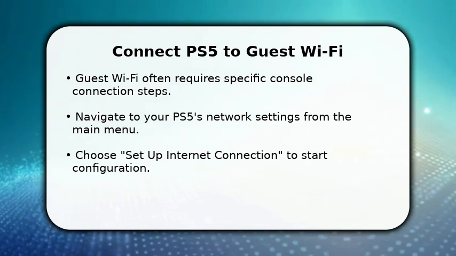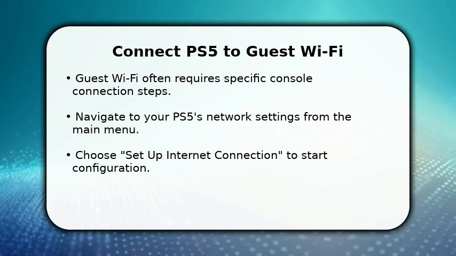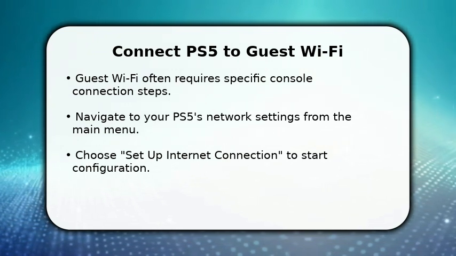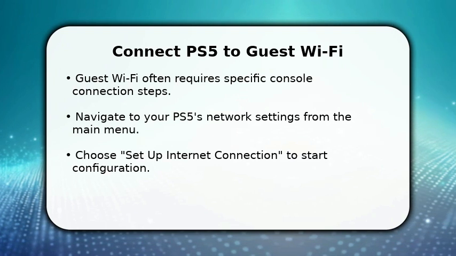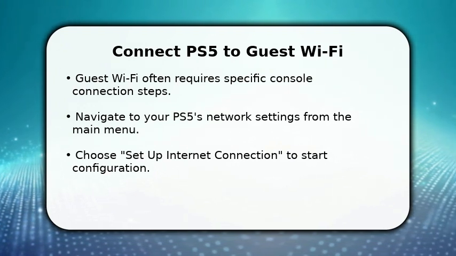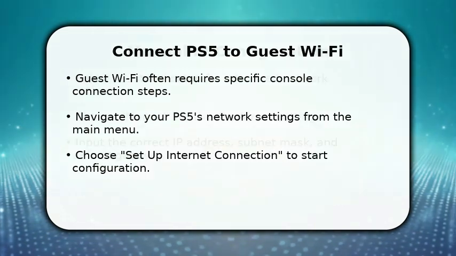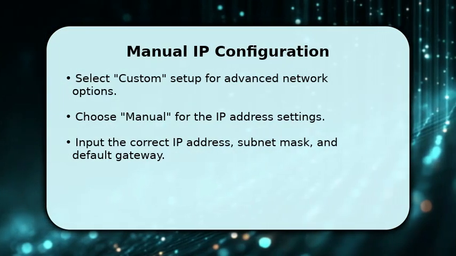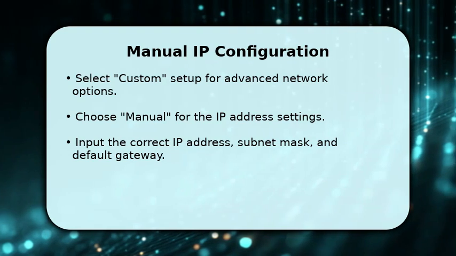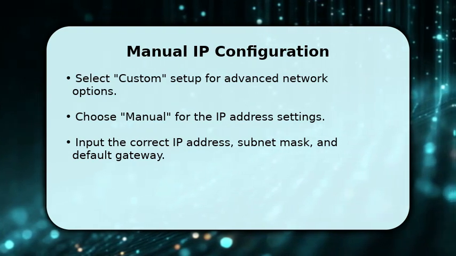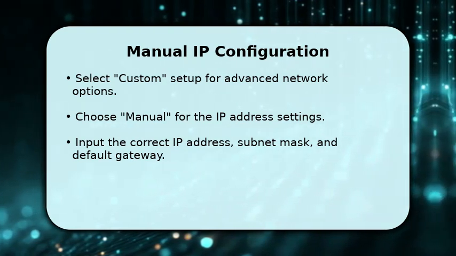From there, you'll want to select Set up Internet Connection to begin the process of configuring your network details. This initial step is crucial for accessing the advanced options needed for guest networks. Next, when prompted to choose how to set up your internet connection, select Custom. This allows you to manually input network details.